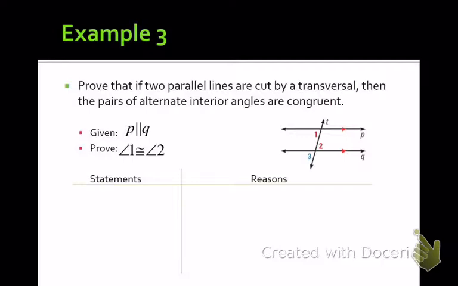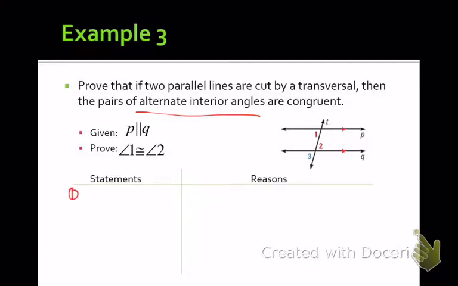All right, proofs. We're still going to write some proofs. We're going to start easing our way into writing statements and reasons. We're going to prove that if two parallel lines are cut by a transversal, then the pairs of alternate interior angles are congruent. We're going to prove that theorem, so we're not going to use it. We can't prove it by using it. Doesn't make any sense.